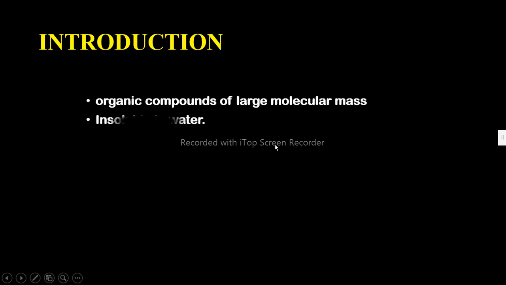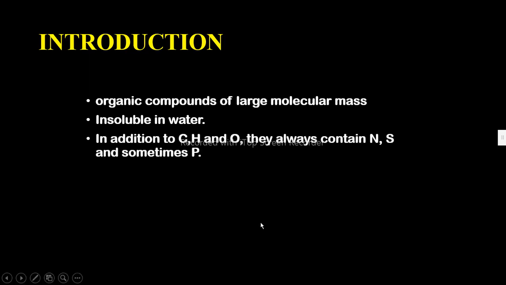So proteins are organic compounds of very large molecular mass, formed by condensation of many small units called amino acids. We shall see how condensation occurs. They are insoluble in water, but rather they partially dissolve to form a colloid solution.